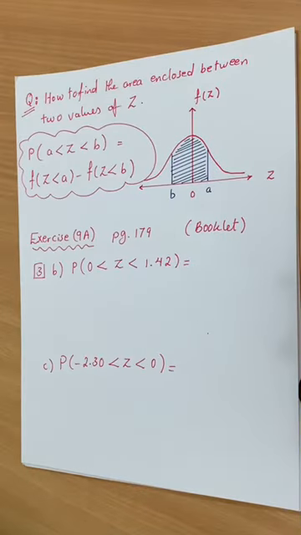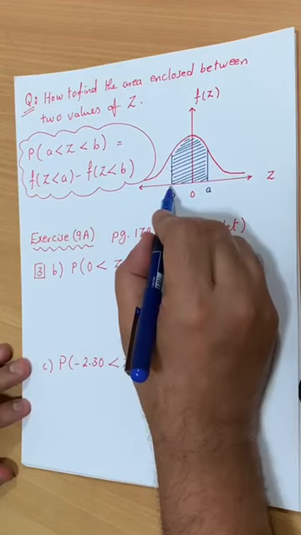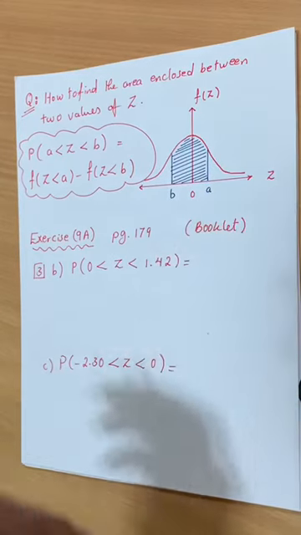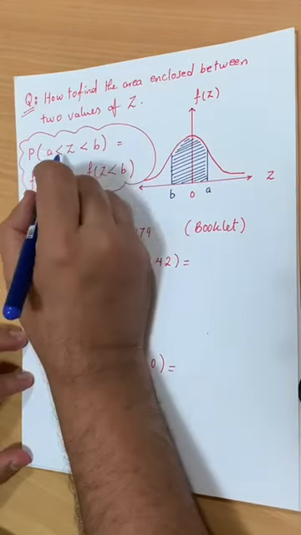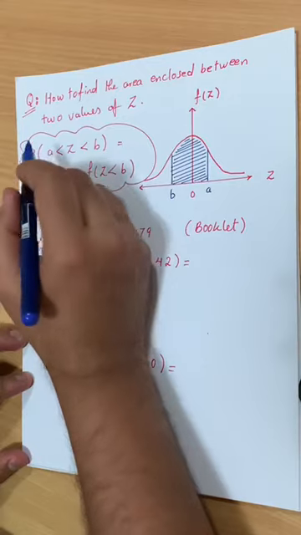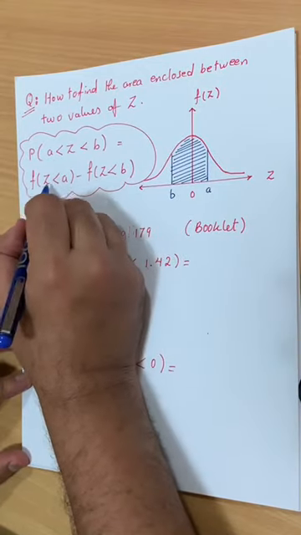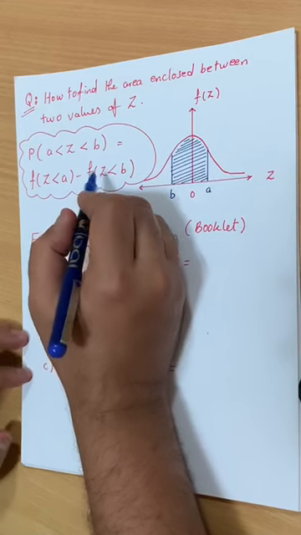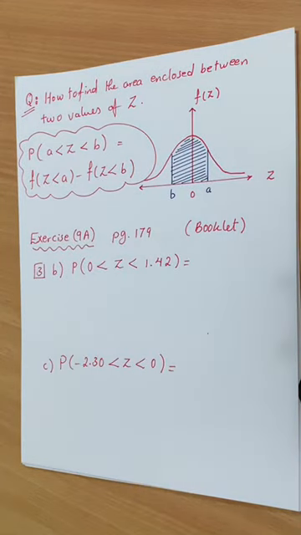How to find the area enclosed between two values of z? Between two values, one is negative and one is positive. You are supposed to find the area or probability between A and B using left of the positive minus the left of the negative, or in general, the left of the highest minus the left of the lowest.